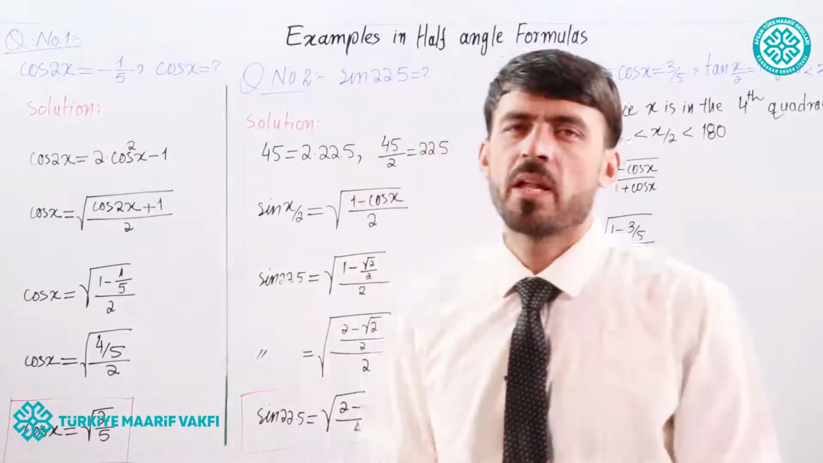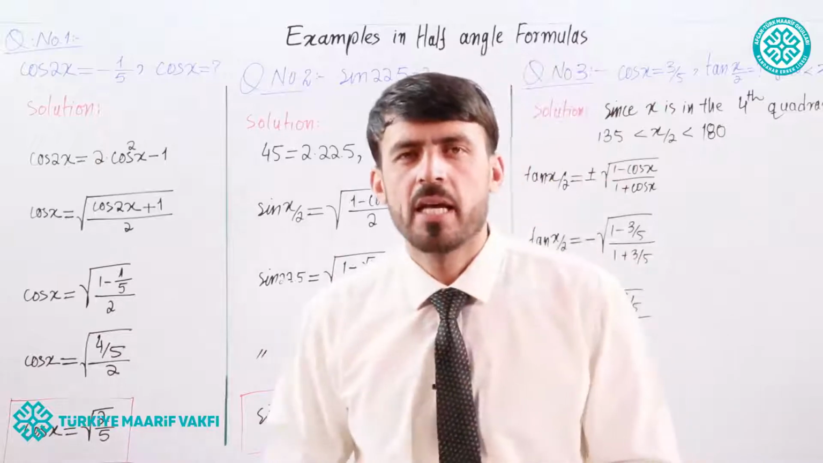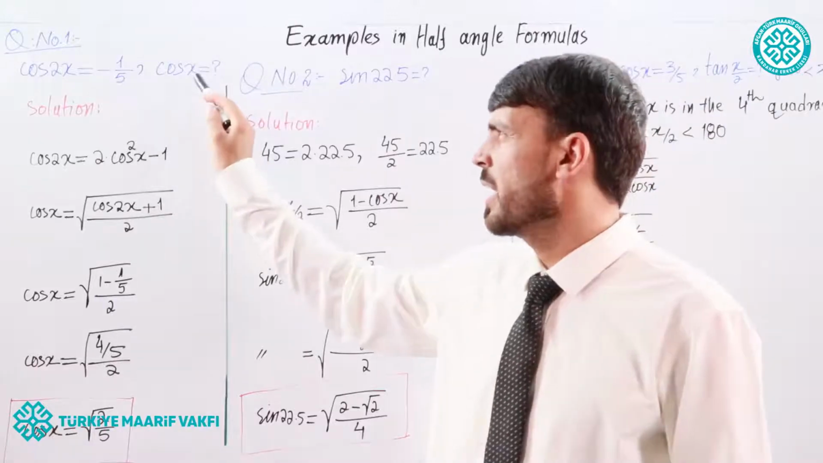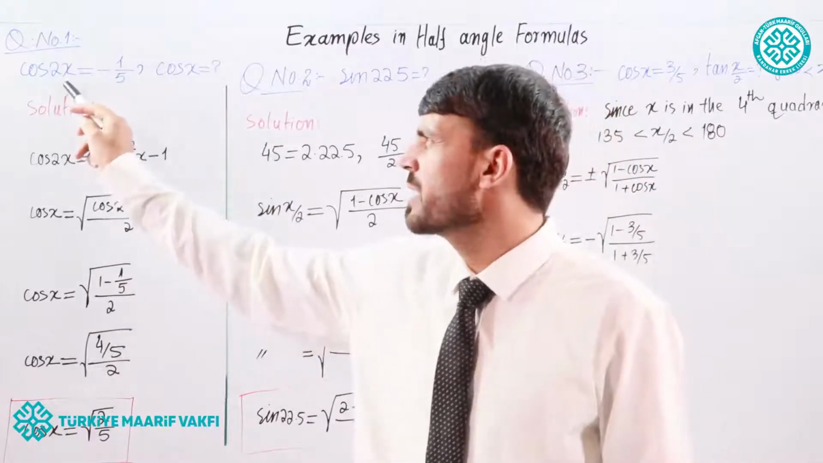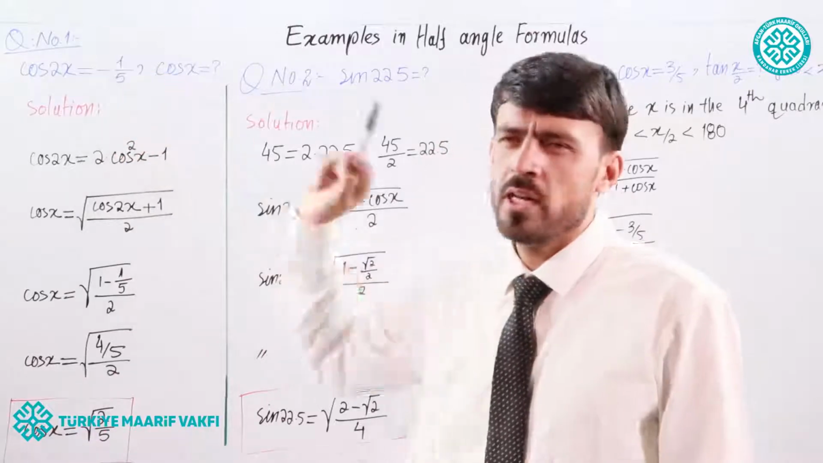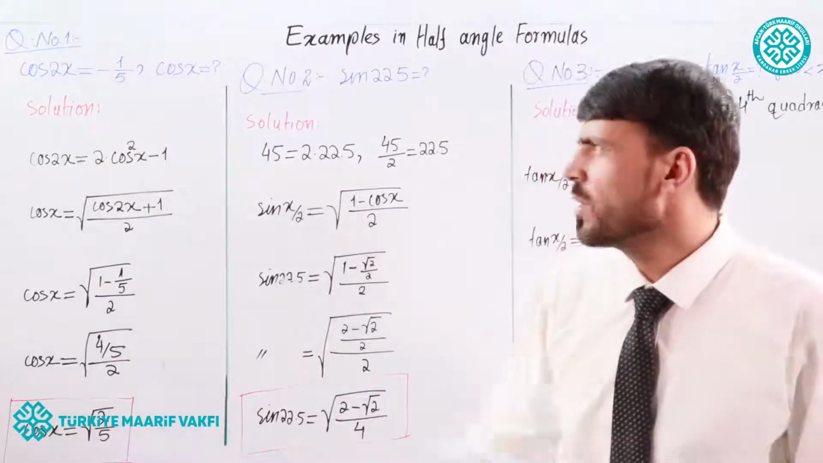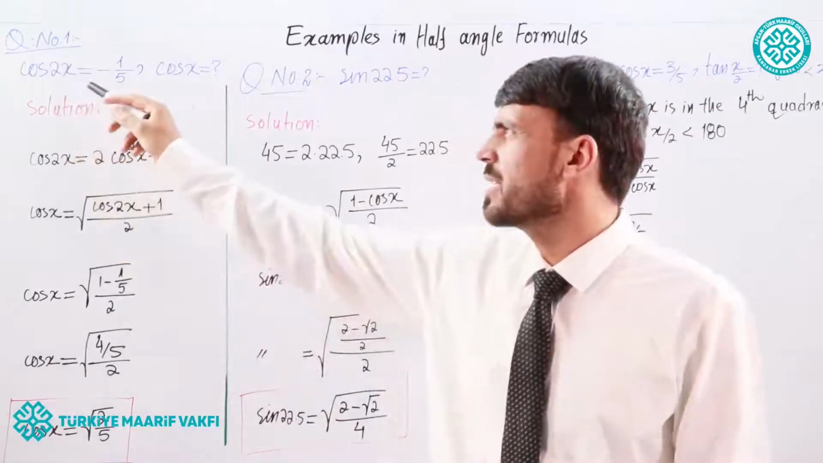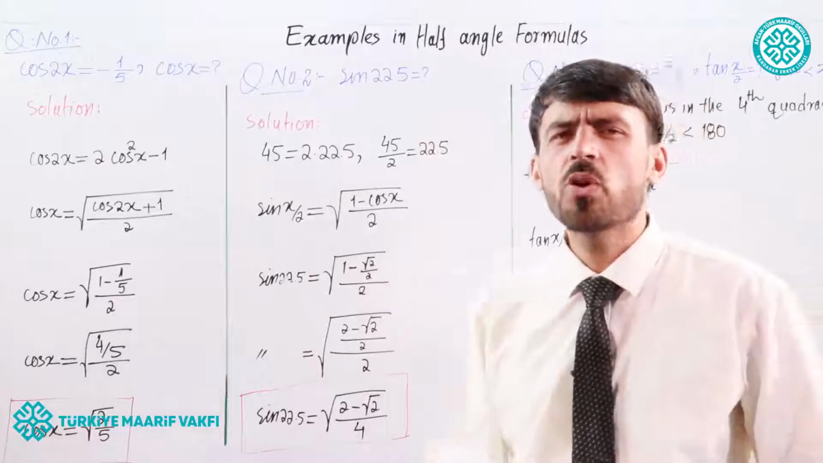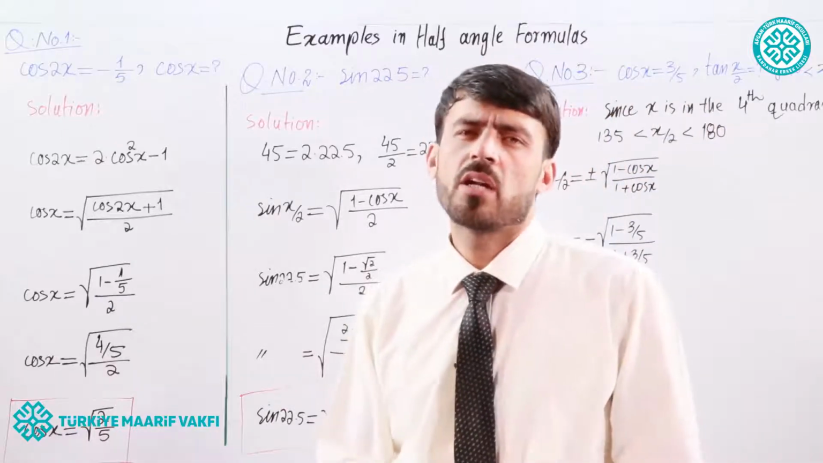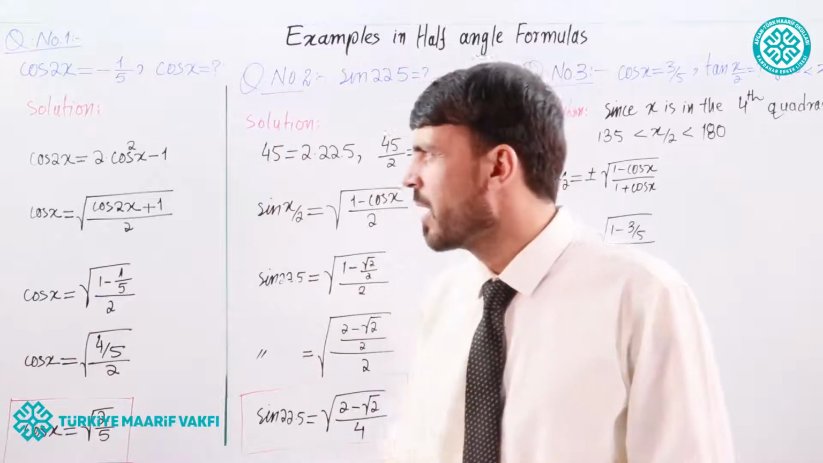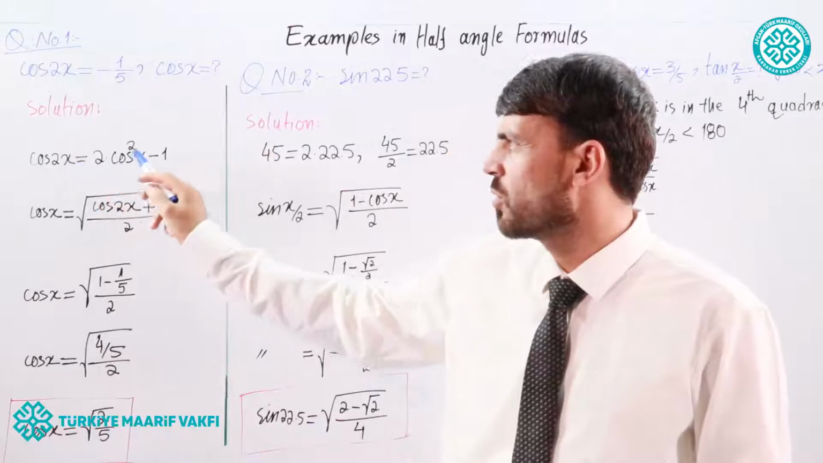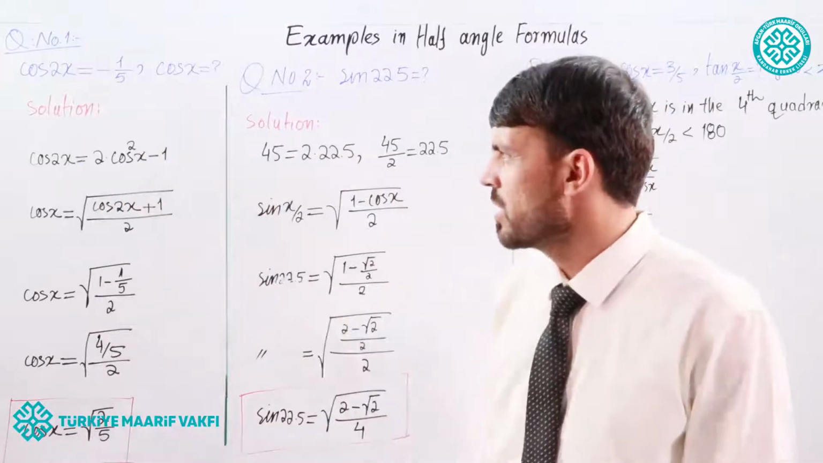Okay, dear students, now I'm going to solve some examples in half-angle formulas. The first example is to find cosine x if cosine 2x is equal to minus 1 over 5. We know that x is half of 2x, or 2x is the double of x. And also we know the formula for cosine of double angle. The formula for cosine of the double angle is cosine 2x equal to 2 cosine square x minus 1.